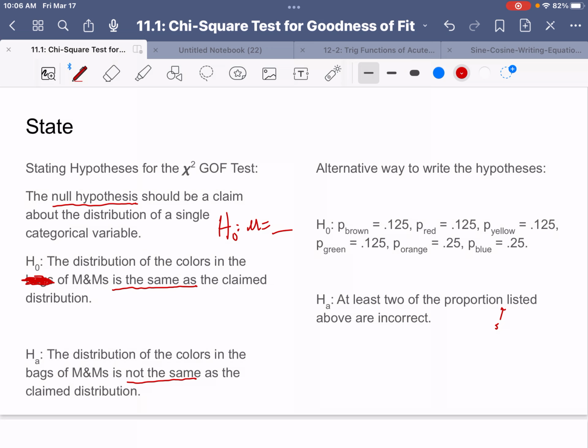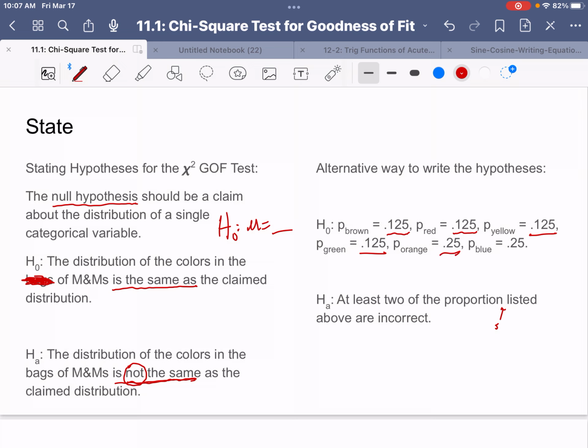And then the nice thing about stating that null hypothesis is that the alternative hypothesis uses the exact same words as the null, but says is not the same. Say it exactly the same way, but put that word not in there. Now, there are alternative ways to write the hypotheses. I could have said that the null hypothesis is the percentage of brown is, they claim, 12.5%. The percentage of red is claimed to be 12.5%. The percentage of yellow and green are also claimed to be 12.5%.